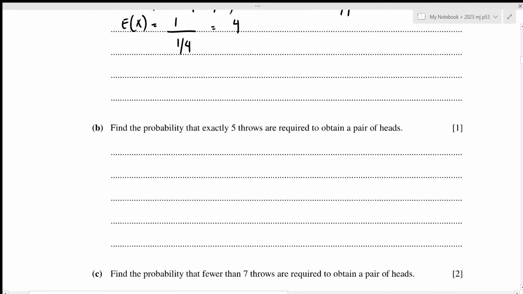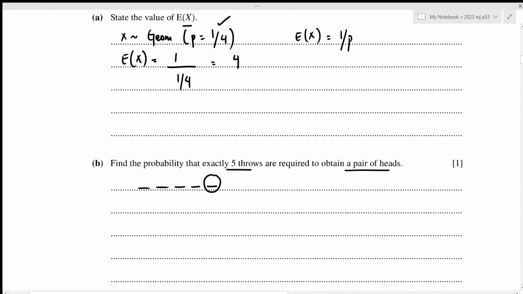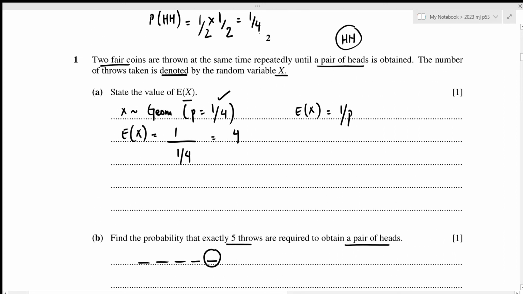We now need to find the probability that exactly 5 throws are required to obtain a pair of heads. So it means that for the first 4 throws, we did not obtain 2 heads, right? So it can be 2 tails or either 1 head and 1 tail. And on the 5th throw, we exactly got the desired outcome. We know that the probability of our desired outcome is 1 by 4, which means that the probability of not getting a pair of heads will be 3 by 4. So that's the probability for the first 4 throws. And for the 5th throw, the required probability is 1 by 4.